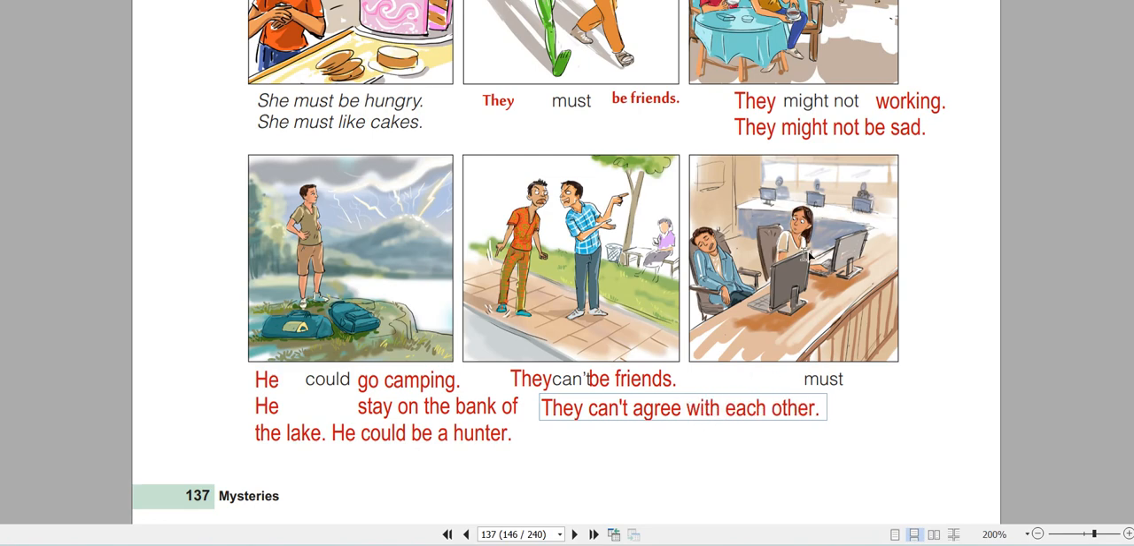Yeah. How about this guy? Yes, he must be tired. He must be tired. And we can say they both must be in the office, right? They both must be in the office, right? Or an internet cafe? No, not an internet cafe, are they?